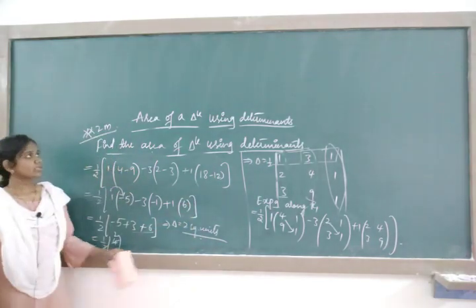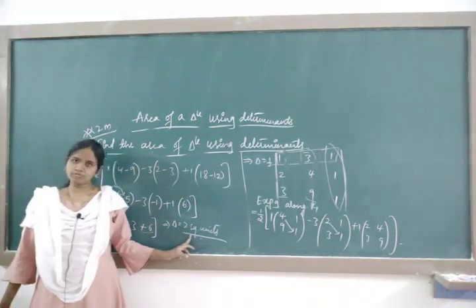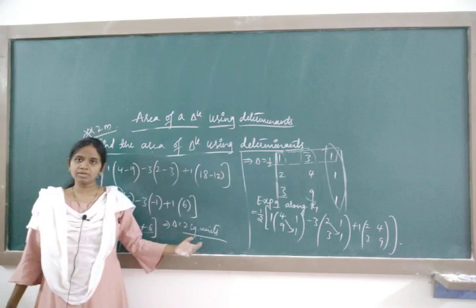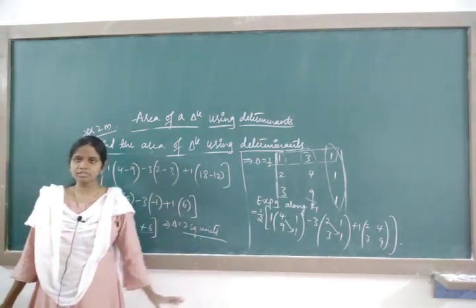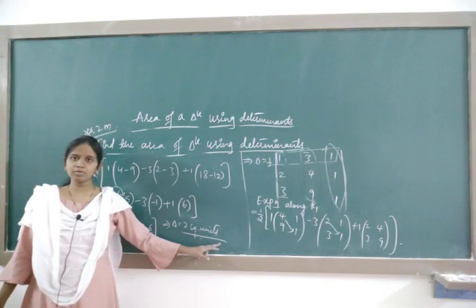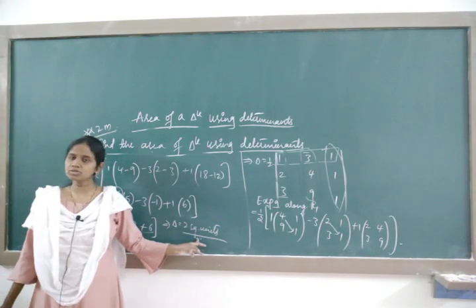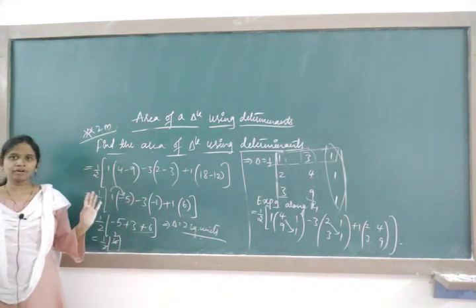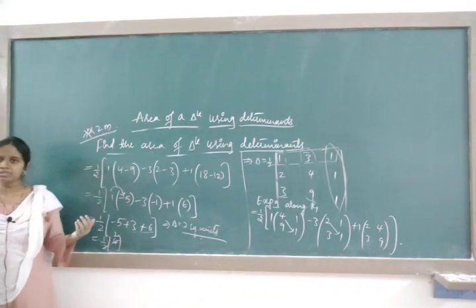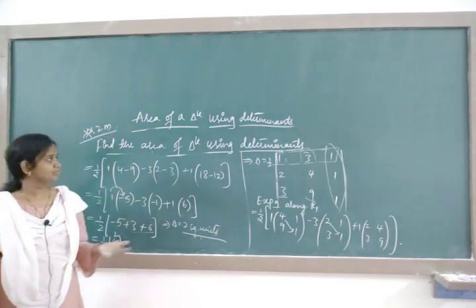So always the area will be measured in square, whatever may be the unit, meter, centimeter or whatever. So I have written square units. Don't forget to write the units there. It's always measured in square because it's an area. In this way you have to find the area of a triangle using determinants.